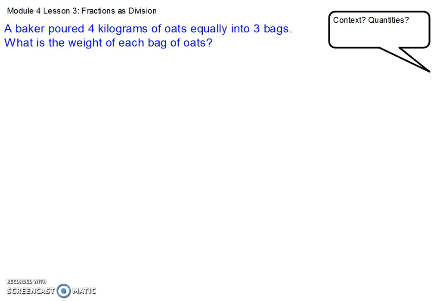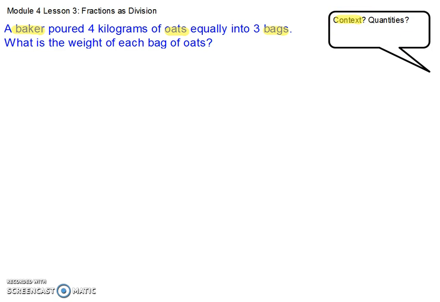First, we want to ask ourselves what the context of the story problem is. And we know that there's a baker and he is pouring oats, which is kind of like a cereal, into 3 bags. And so you kind of just highlight what you think constitutes as that context.